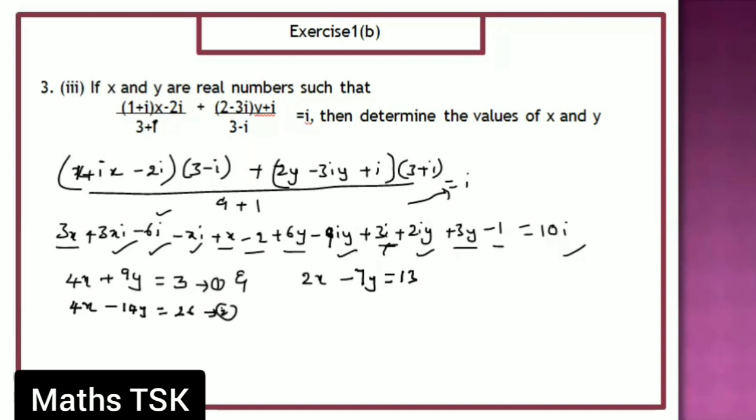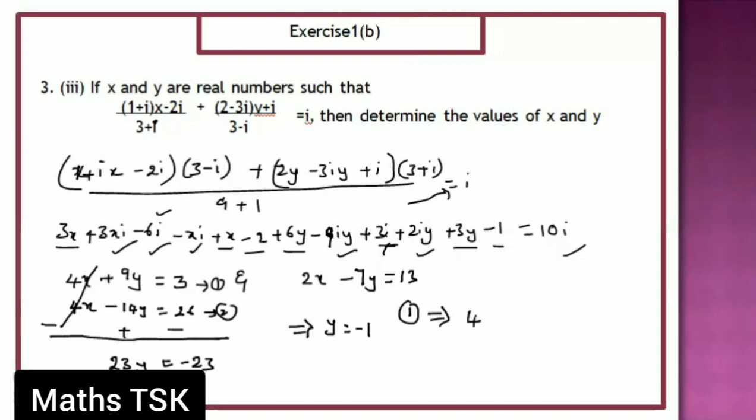Okay, this is equation number 2. When you subtract these two quantities, these two gets cancelled, this becomes 23y is equal to minus 23. So this implies y is equal to minus 1. Therefore, when you substitute into equation 1, this becomes 4x minus 9 is equal to 3. 4x is equal to 12, x is equal to 3. Okay, so we'll move on to the next problem.